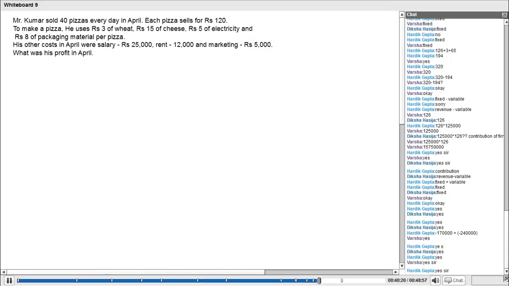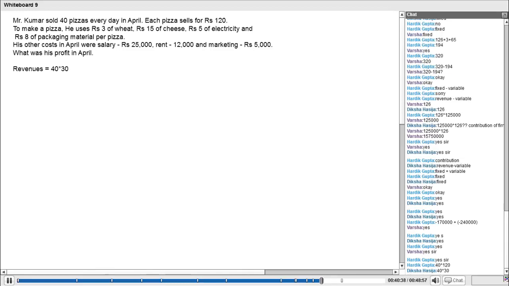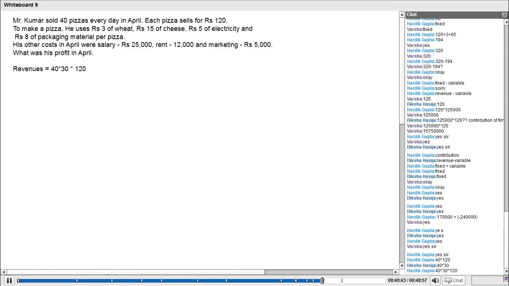So how do we start? We will first calculate his revenues. What are his revenues for the month of April? He sold 40 pizzas a day. So how many pizzas did he sell in April? 40 into 30 days in April, into price per pizza. So this is 1,200 pizzas he sold at 120, which is rupees 1,44,000. So his sales in April were 1,44,000. Okay, Hardik?